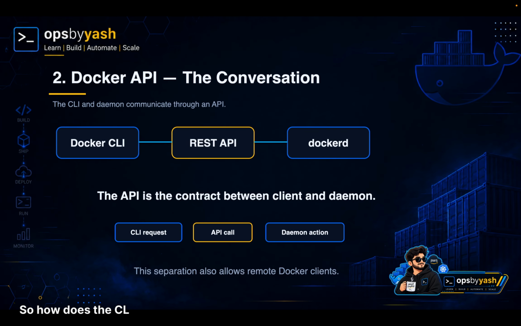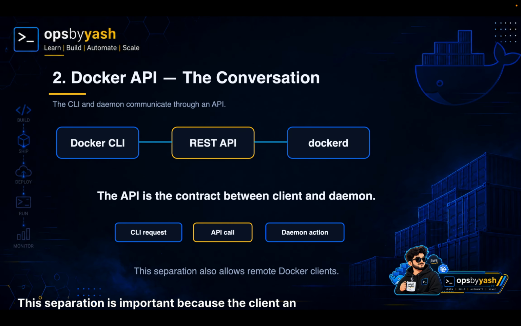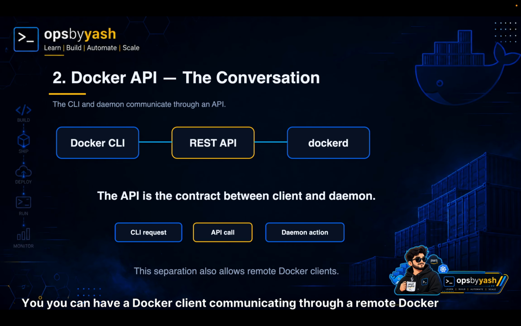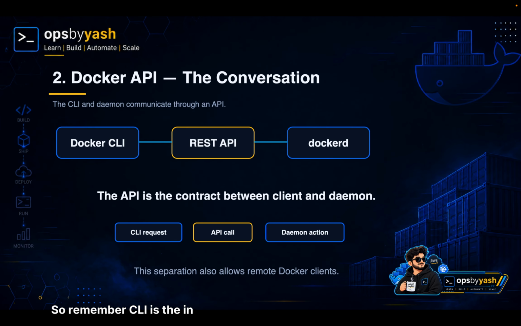So how does the CLI communicate with the daemon? Through the Docker API. The API is essentially the communication contract between the Docker client and Docker daemon. The CLI sends a request, the API carries that request, and the daemon performs the action. This separation is important because the client and daemon don't necessarily have to be sitting on the same machine. You can have a Docker client communicating with a remote Docker daemon. So remember, the CLI is the interface, the API is the communication layer, and the daemon is the one doing the work.